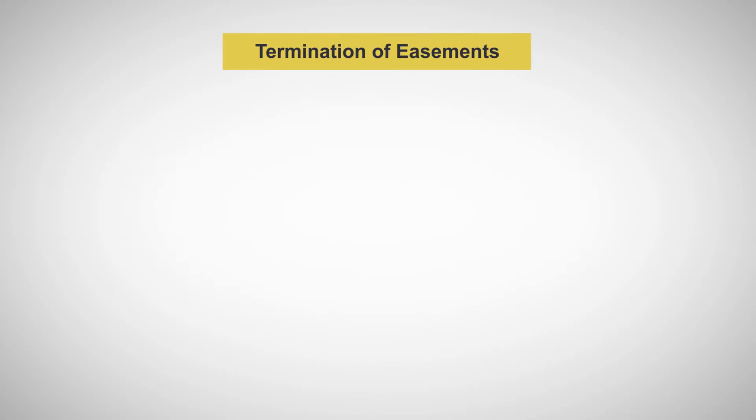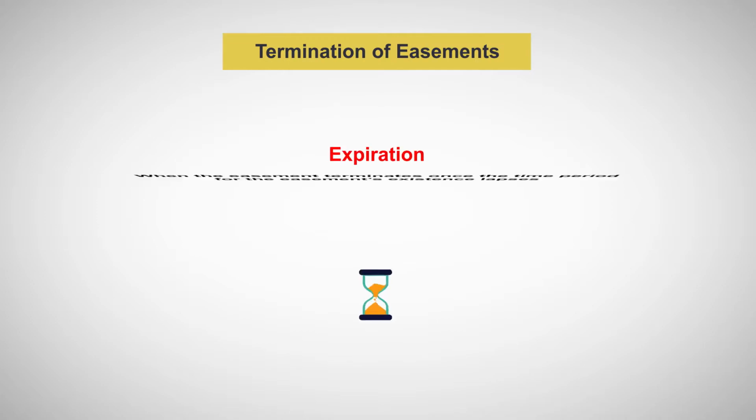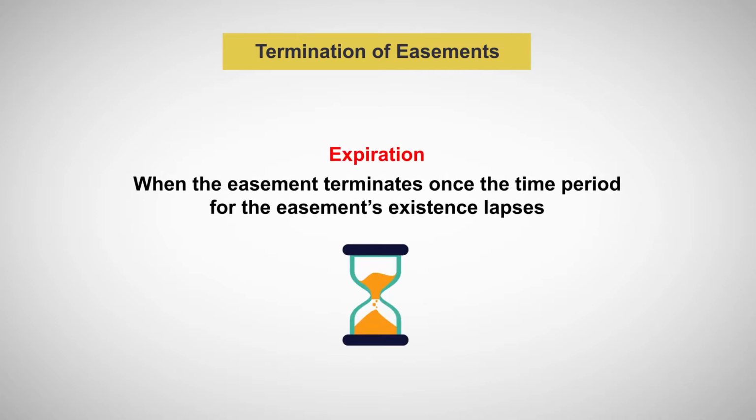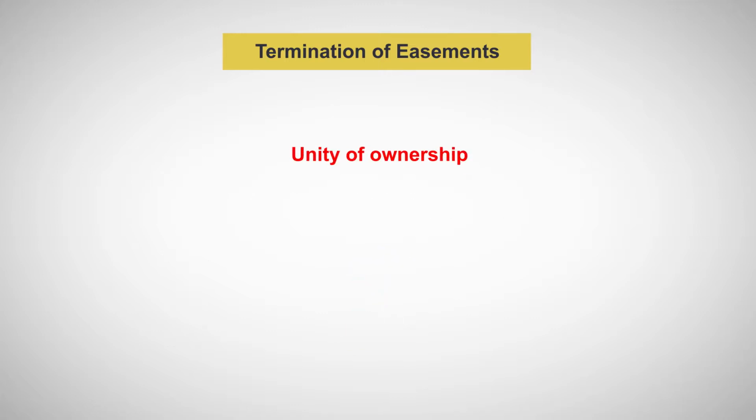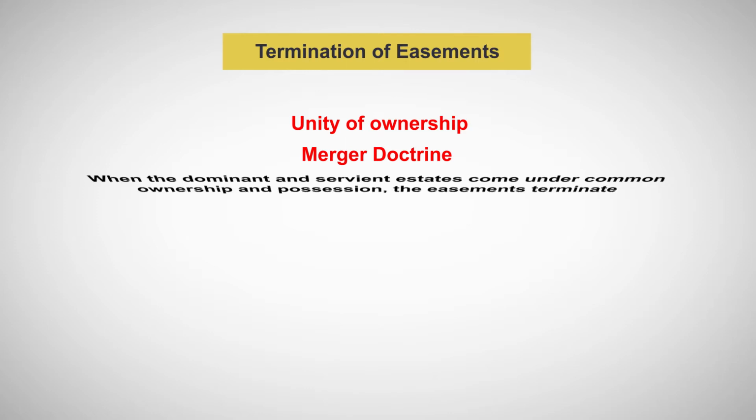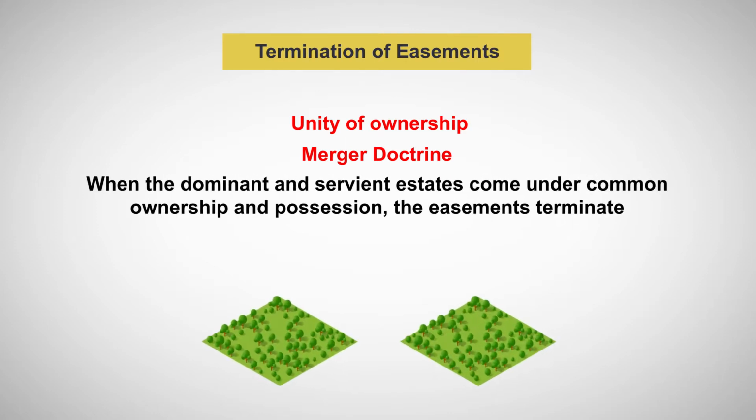Now we'll discuss termination of easements. Easements can be terminated via a variety of methods. The first and easiest is expiration, when the easement terminates once the time period for the easement's existence lapses. The second way an easement terminates is by unity of ownership, also known as the merger doctrine. Under this theory, when the dominant and servient estates come under common ownership and possession, the easements terminate.